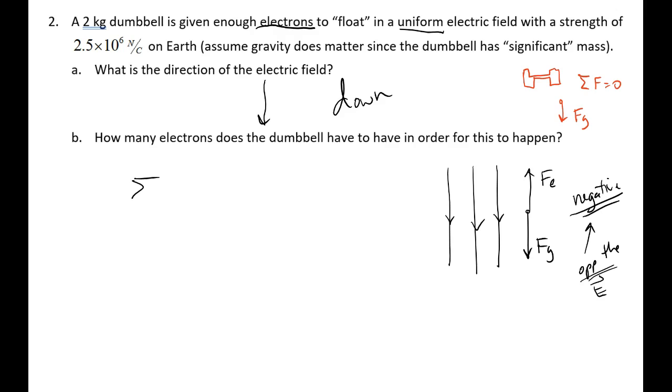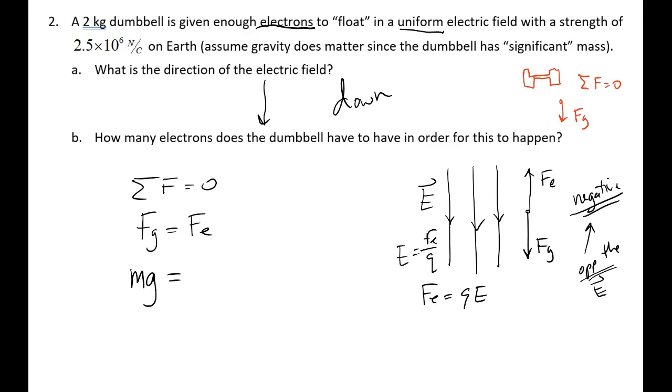I'm going to still start with our free body diagram and say the sum of the forces is equal to zero. We know that Fg down has to equal the electric force up. Fg is mg, which equals the electric force up. Remember, when we're in a uniform field E, the relationship of E to F is E equals Fe over Q, or Fe equals QE. So the only thing we don't know is Q. The charge Q is equal to mg divided by the electric field.